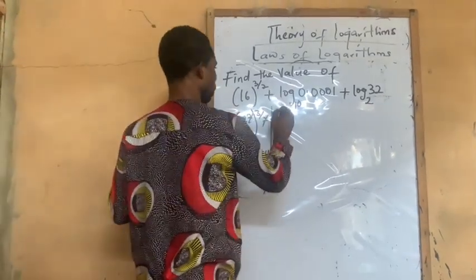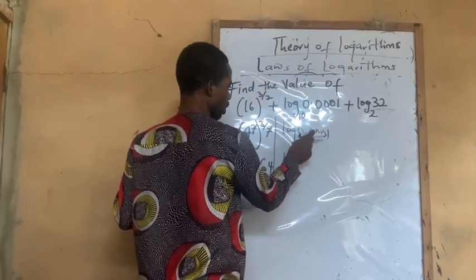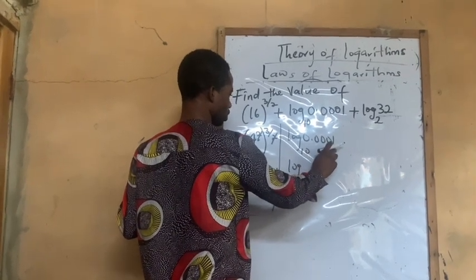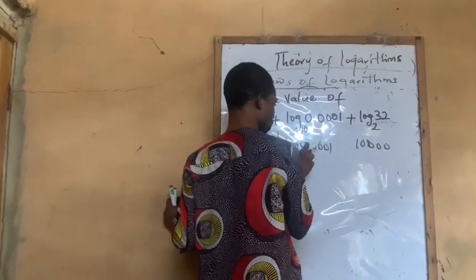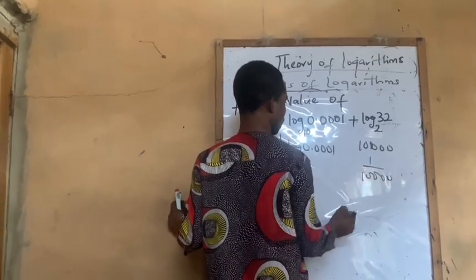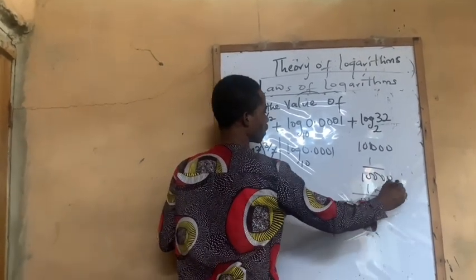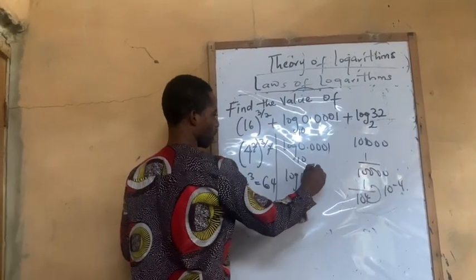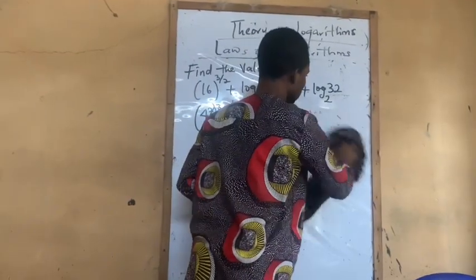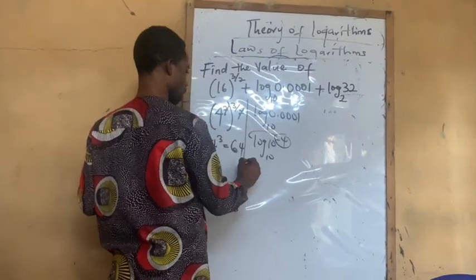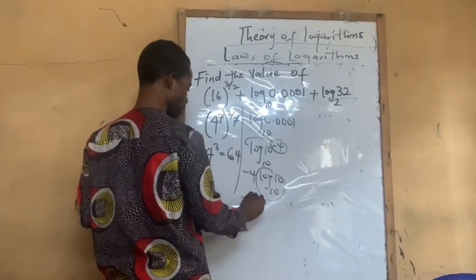Now, look at the second one, log 0.0001 base 10. This returns to tens, hundreds, thousands, 10,000. How many zeros? Because it is point here, that is 1 over 10,000, and 1 over 10 to the power 4. If I bring it up, it's going to give me 10 to the power minus 4, that is log 10 to the power minus 4 base 10. According to our law, this minus 4 can come here as minus 4 log 10 base 10. This is 1. So 1 times 1, so that is minus 4.